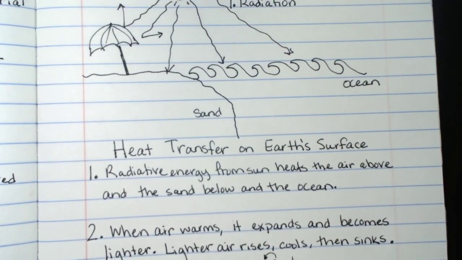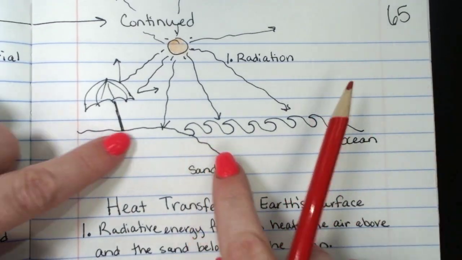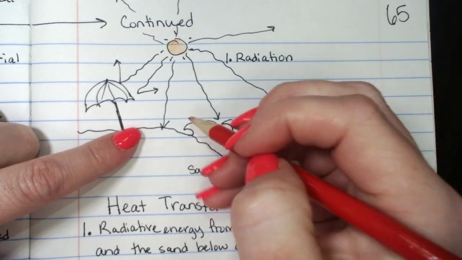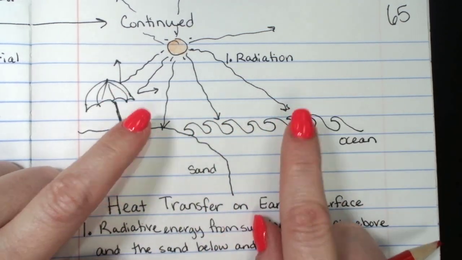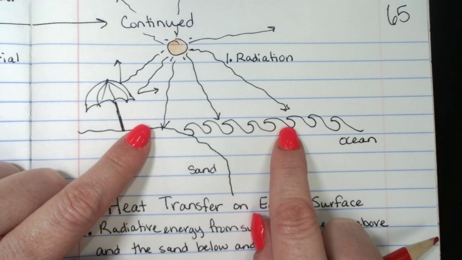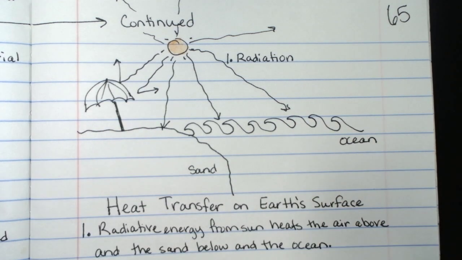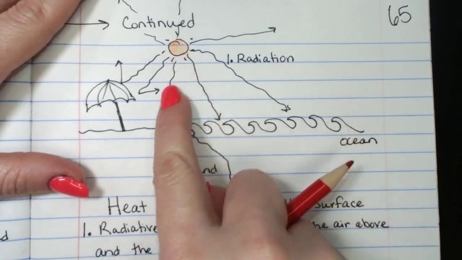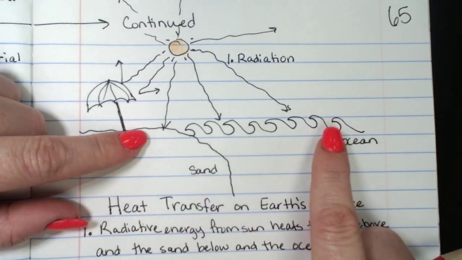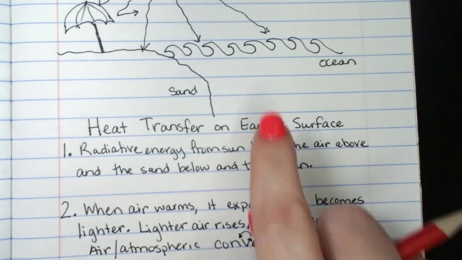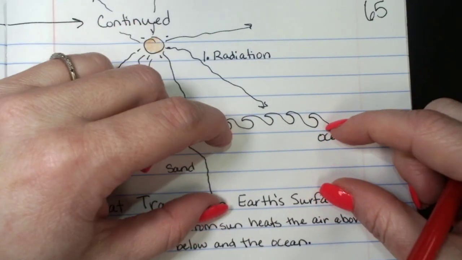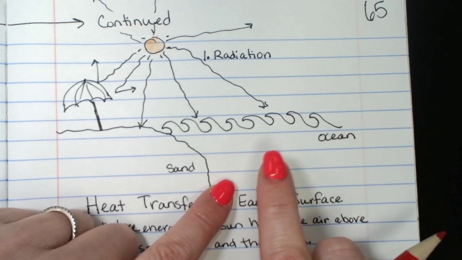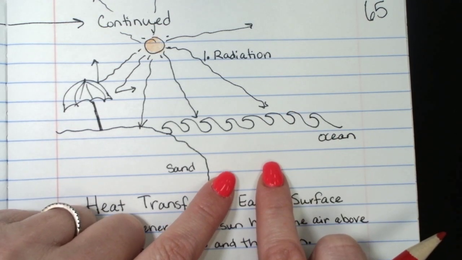Okay, so I'm going to use my pencils, and we know that this right here is warming. The sand is warming, the ocean is warming. Now, you're going to learn about land breezes and sea breezes next year in 7th grade. For right now, you just need to know that radiation warms the sand and it warms the ocean. However, because of specific heat, it takes longer for the ocean to warm. There's more mass, and water has a higher specific heat because of hydrogen bonds.